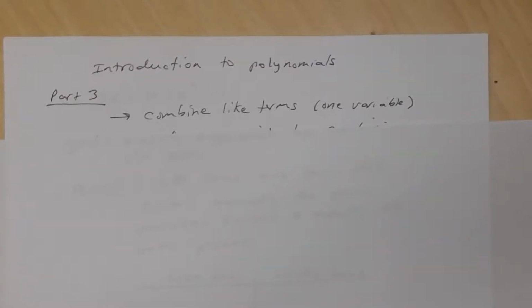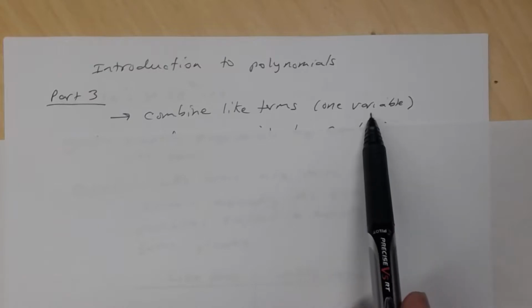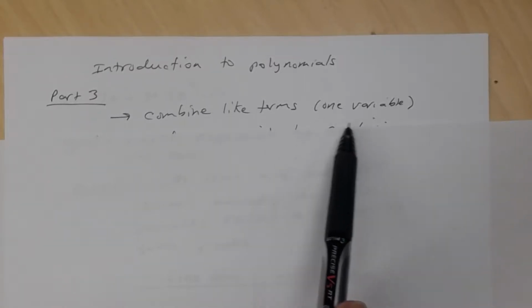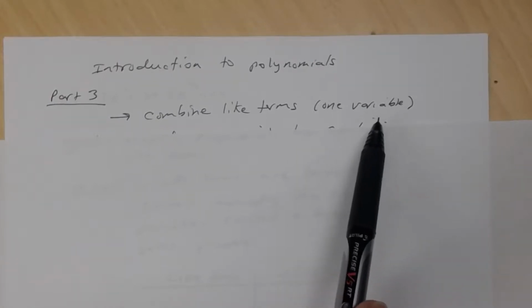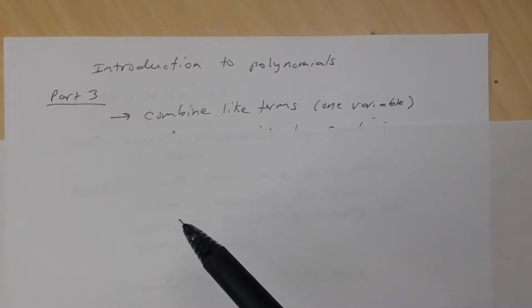Okay, so in part 3 of Introduction to Polynomials, we're going to look at the topic of combining like terms. The polynomials in this lesson will have just one variable. In the next lesson, the polynomials will have more than one variable. But in this case, it's just one variable, so it's not going to be a very difficult lesson. It's fairly easy to deal with.